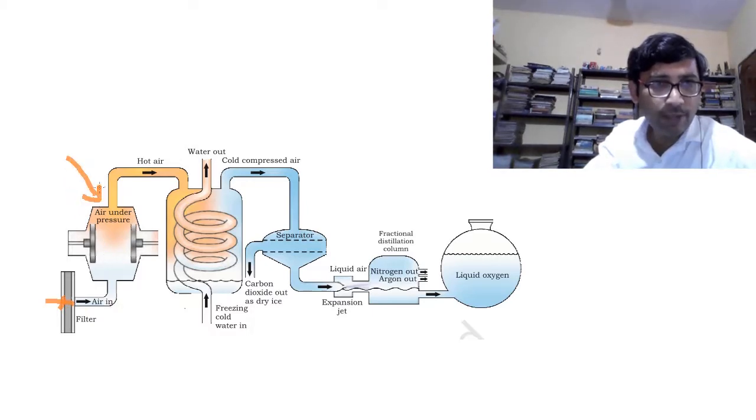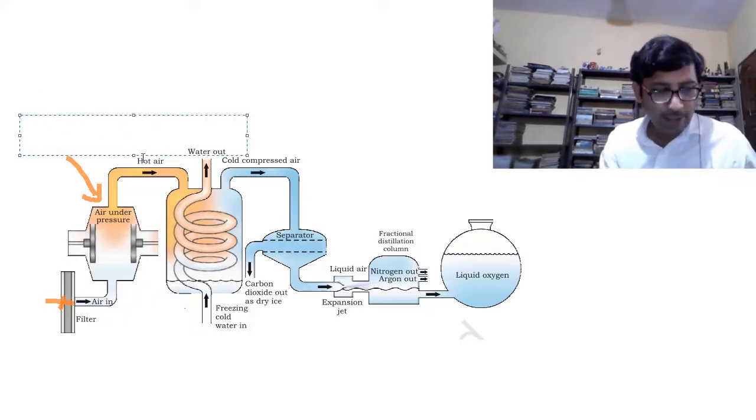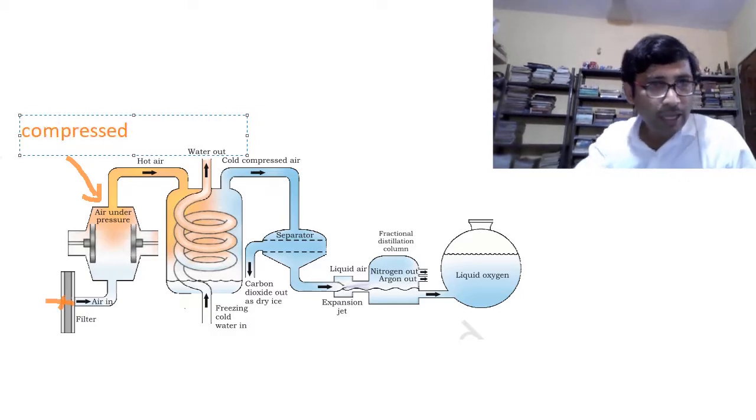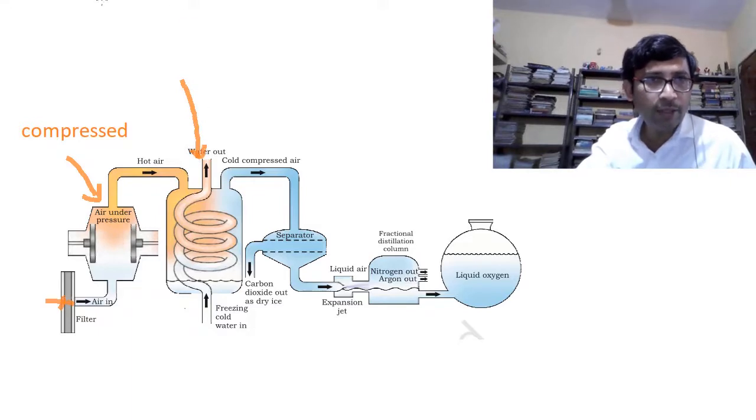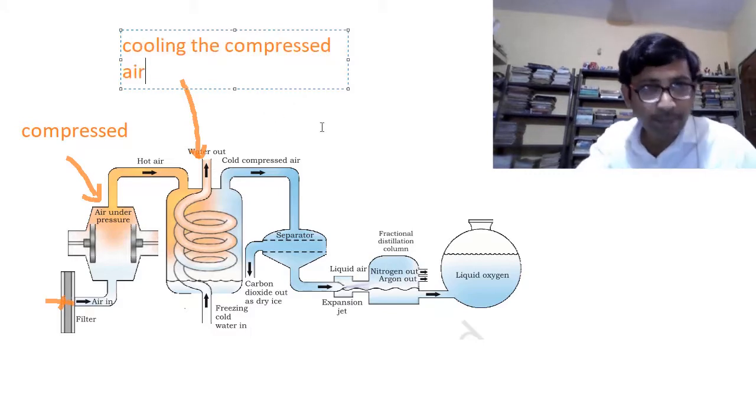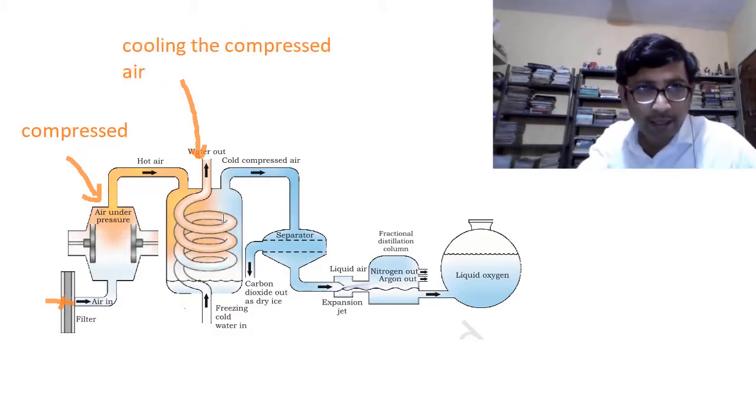and inside this chamber the air is compressed. It is put under heavy pressure, so air is compressed here, and after getting compressed, this air becomes very hot, and this hot air is then passed into this chamber where it is cooled. So in this chamber we are cooling the compressed air, and then this cold compressed air starts getting changed into liquid and solid forms.